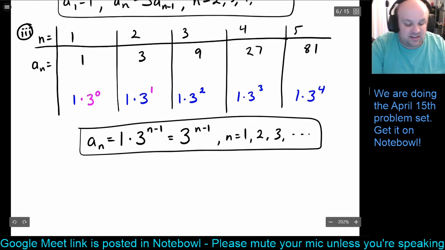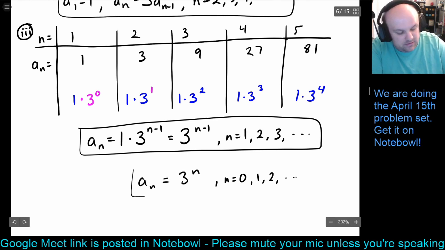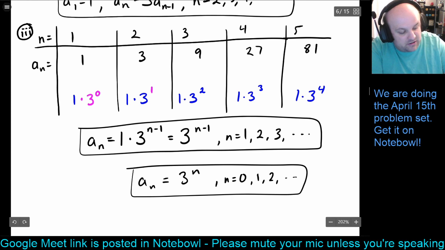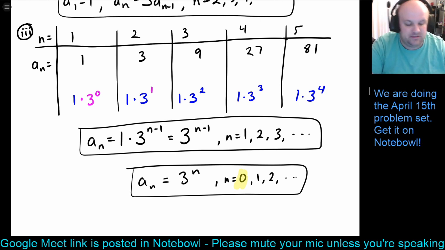Just as a little aside, if you did decide you wanted to start at n equals 0, then your a_n would look a little different. It would just be 3 to the n. And again, that's if you start at n equals 0. Right, so different starting points can change how your explicit formula looks. But that's up to you. So here, this one would be a_0, this would be a_1, this would be a_2. It really depends on what you want your starting point to be.